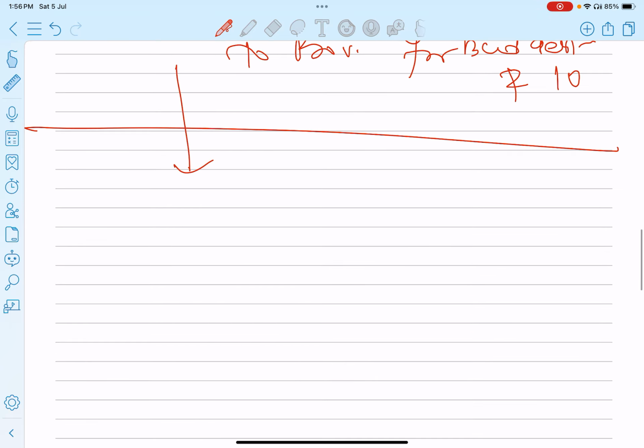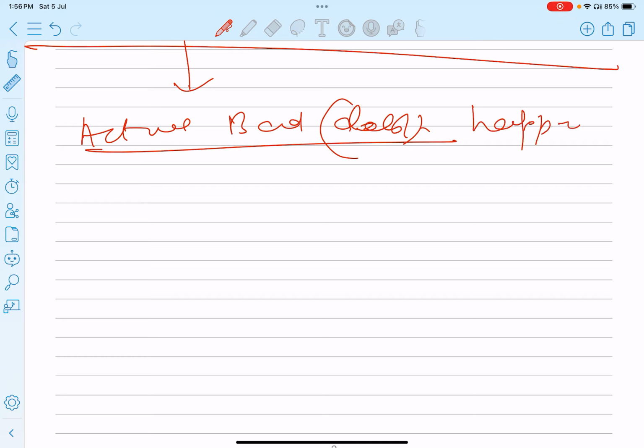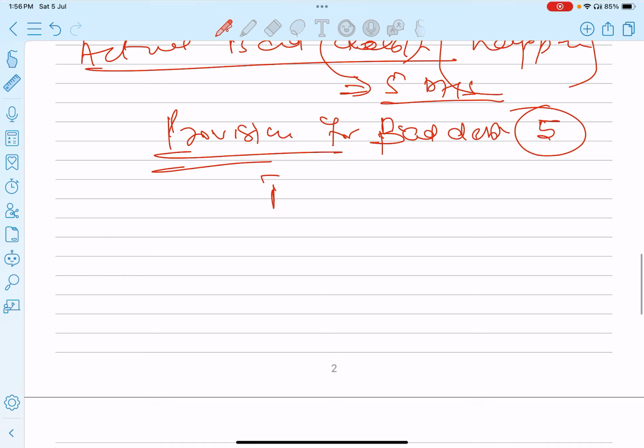Out of this, if actual bad debts happened, then you need to do the entry for, say, 5 dirhams. Provision for bad debt, it means now your provision is getting reversed and you need to reverse your AR by 5 dirhams.